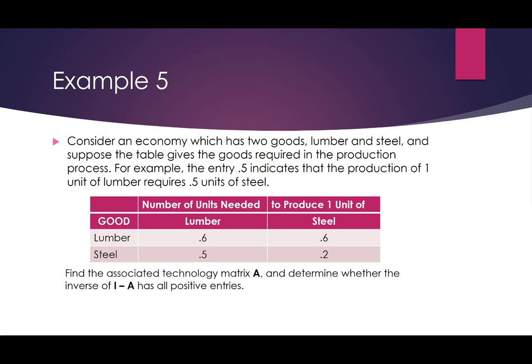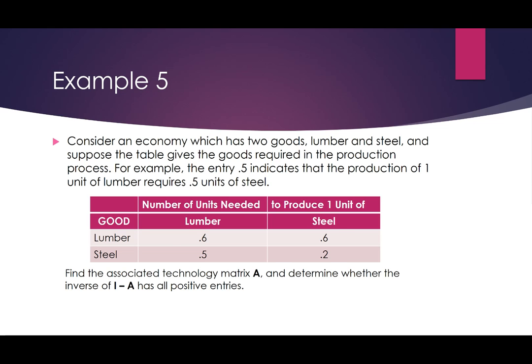Example 5. Consider an economy which has 2 goods, lumber and steel, and suppose the table gives the goods required. So basically, this table is already our technology matrix. Let's find the associated technology matrix A and determine whether I minus A has all positive entries. So we're not really doing any math. We're just trying to answer this question: does I minus A have all positive entries? And let's find out.